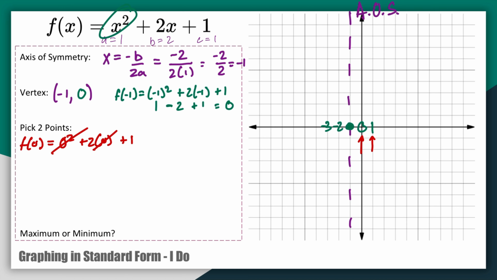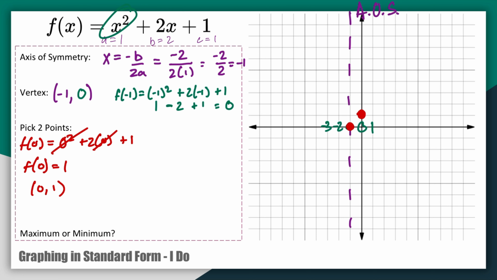We get f of 0 equals 1, which means the point is (0, 1). So I'm going to go to my graph, and (0, 1) is going to be right here. In fact, let me change this color up. How about, now let's do the points in red. So that was your vertex, and that's your first point. Let me erase some of these arrows here.